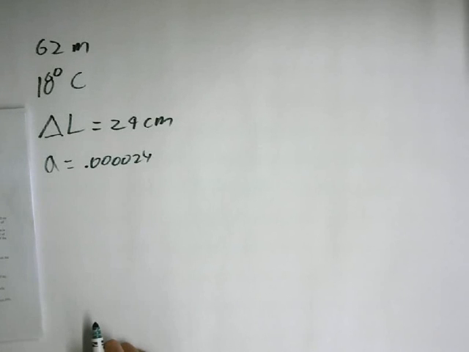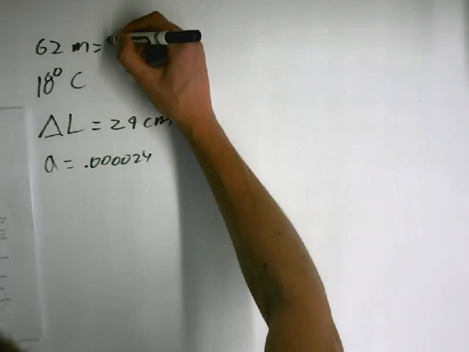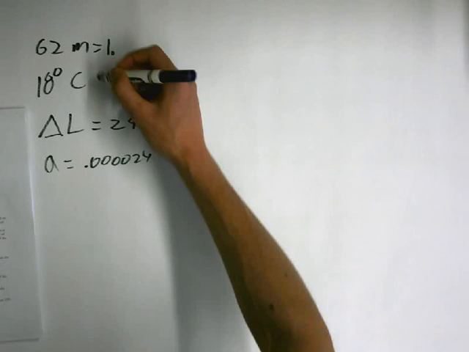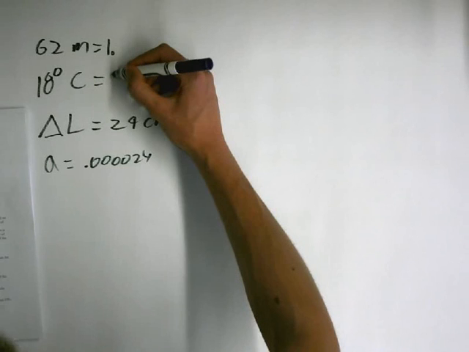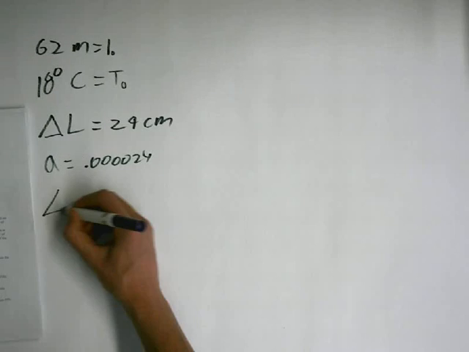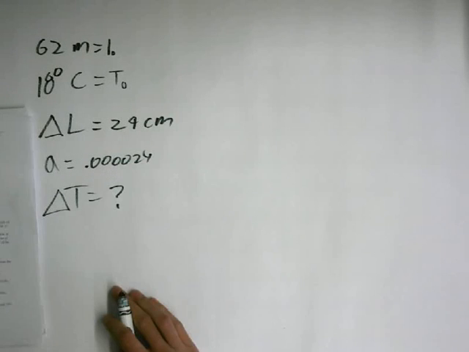Okay, so what you do is, this is the original length, so it's L original. This is the change in the length, and this is the original temperature, T original. What we're trying to solve for is delta T. We use the linear expansion equation, and it goes like this.